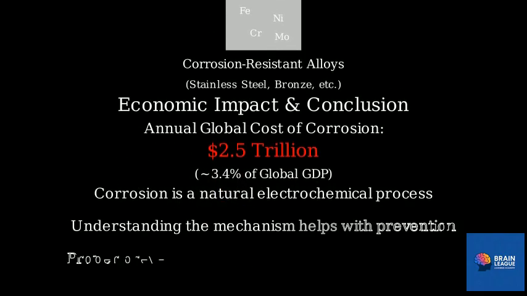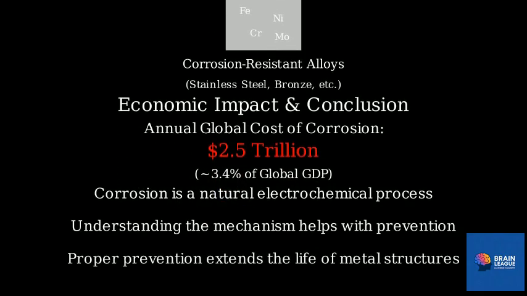To summarize, corrosion is a natural electrochemical process where metals deteriorate through reaction with their environment. Understanding the mechanism of corrosion and implementing appropriate prevention methods can significantly extend the life of metal structures and equipment.